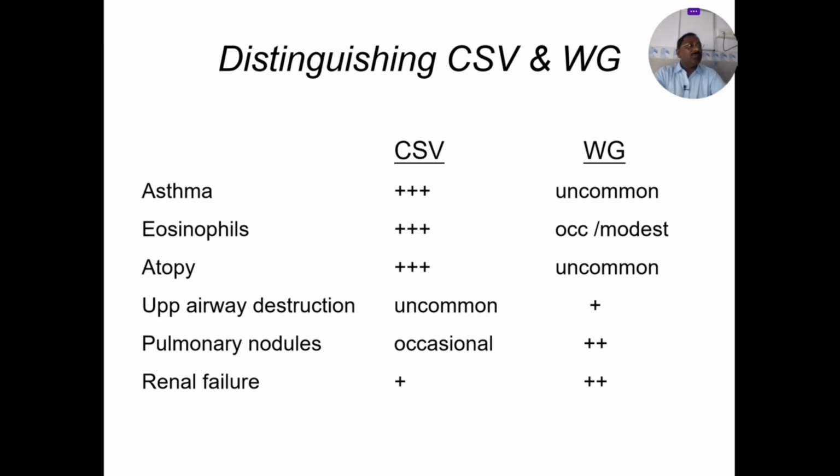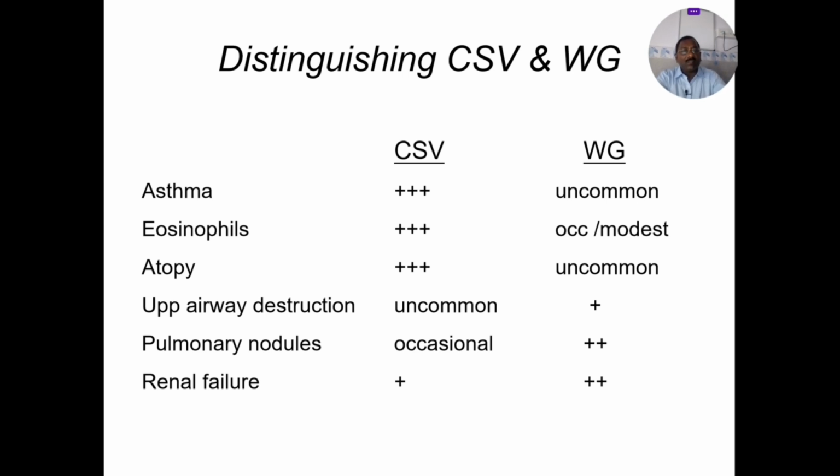So these are the distinctive features between the Churg-Strauss vasculitis and the Wegener's granulomatosis. Asthma is very common there, uncommon in Wegener's granulomatosis. Eosinophils are very common in Churg-Strauss vasculitis. So here, very occasionally. Atopy, that is your allergy, is more common in the Churg-Strauss vasculitis, whereas uncommon in Wegener's granulomatosis. So the 3 important points in favor of the Churg-Strauss vasculitis are the asthma, eosinophilia, and allergic manifestations.